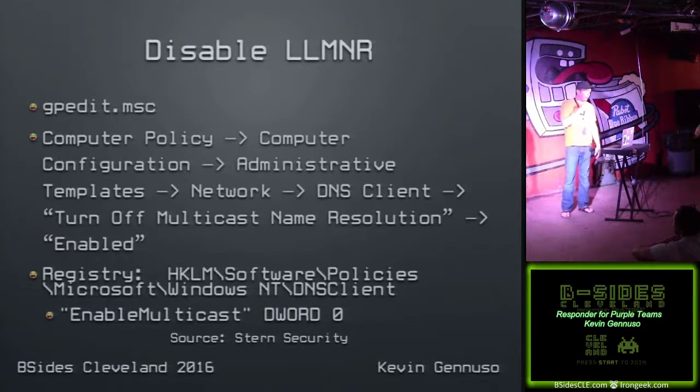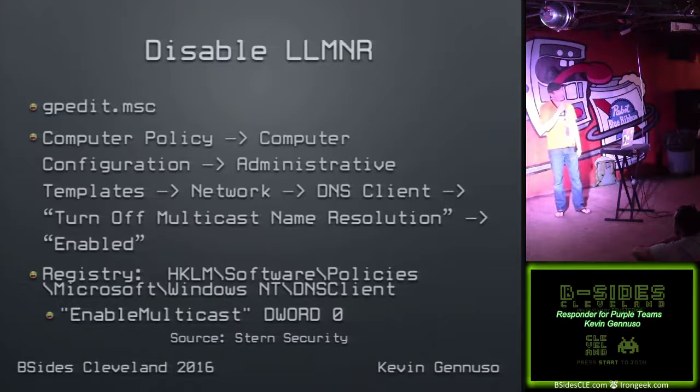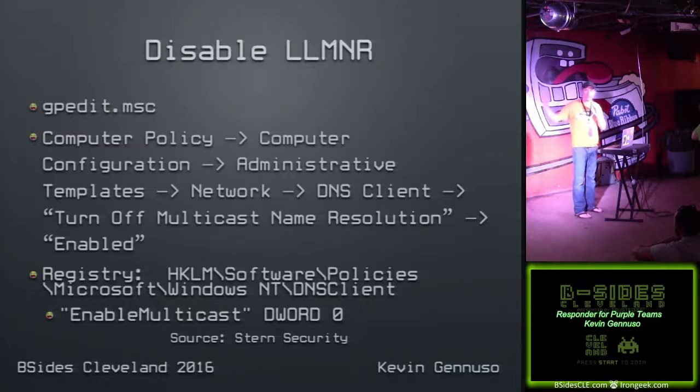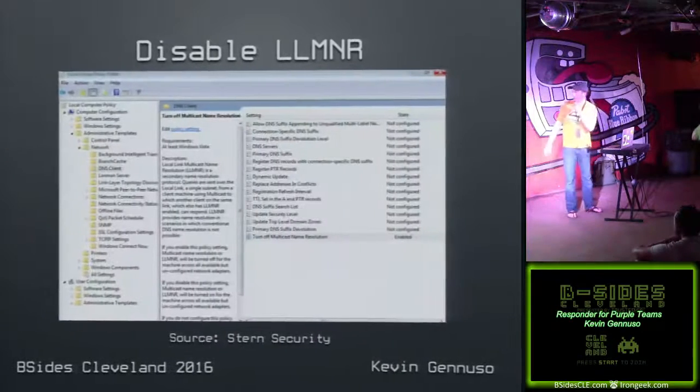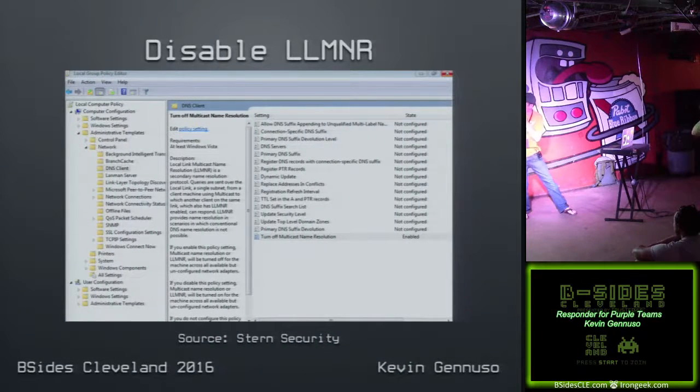So to disable LLMNR, man, I practiced that 100 times too, still can't get it. You can do it in group policy. This is where you have to go to do it. There's definitely a way to do it in group policy. You can do it in the registry as well. And these slides will be up for people to grab, so don't worry about taking pictures or scrambling to write this stuff down. Here's a screenshot of what that config looks like right there. Turn it off, enabled. A little bit backwards, but makes sense.